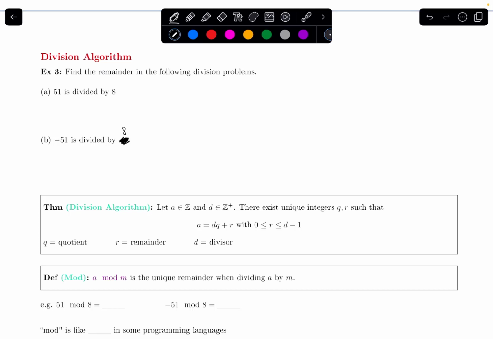In this video, we are talking about the division algorithm. I want to motivate this by looking at an example which says find the remainder in the following division problems. Part A says 51 is divided by 8.